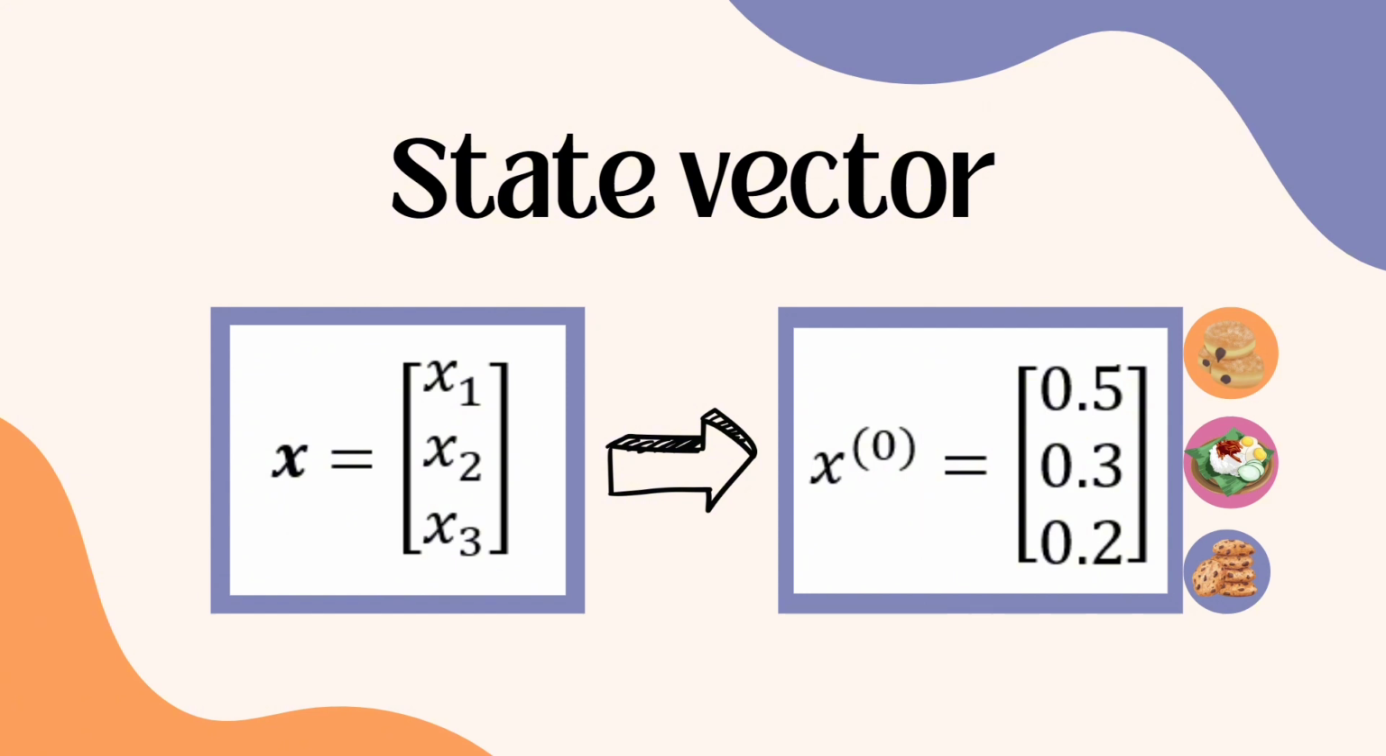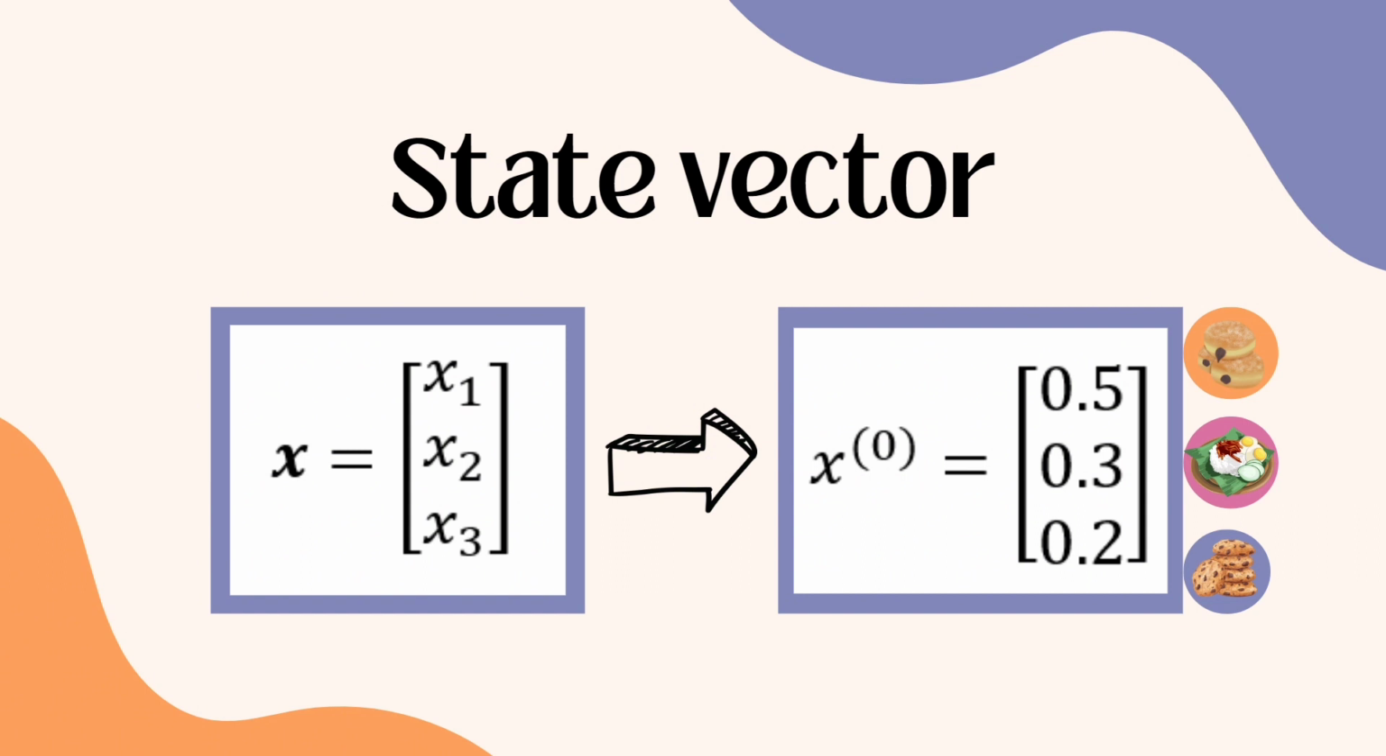Next, we are going to need a state vector X. What is a state vector? A state vector is basically the probability that a system is in a certain state at that time. Or to put it simply, the state vector is the probability of each of these items being sold at that time. Like how we have here, x0 means this is the initial state vector, which means that the probability for a bomboloni to be sold is 0.5, and the probability of nasi lemak to be sold is going to be 0.3 and 0.2 for the cookies.